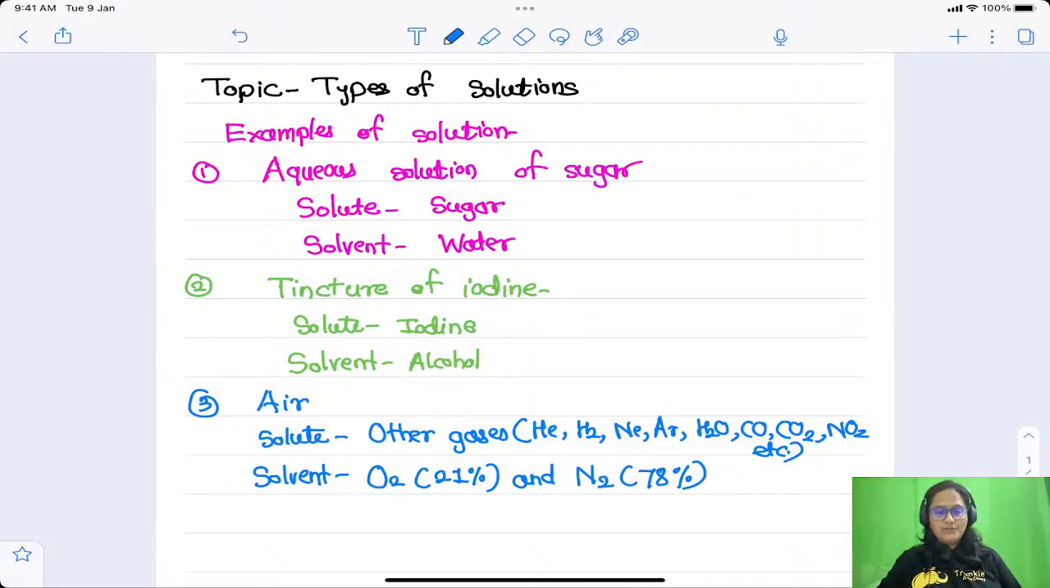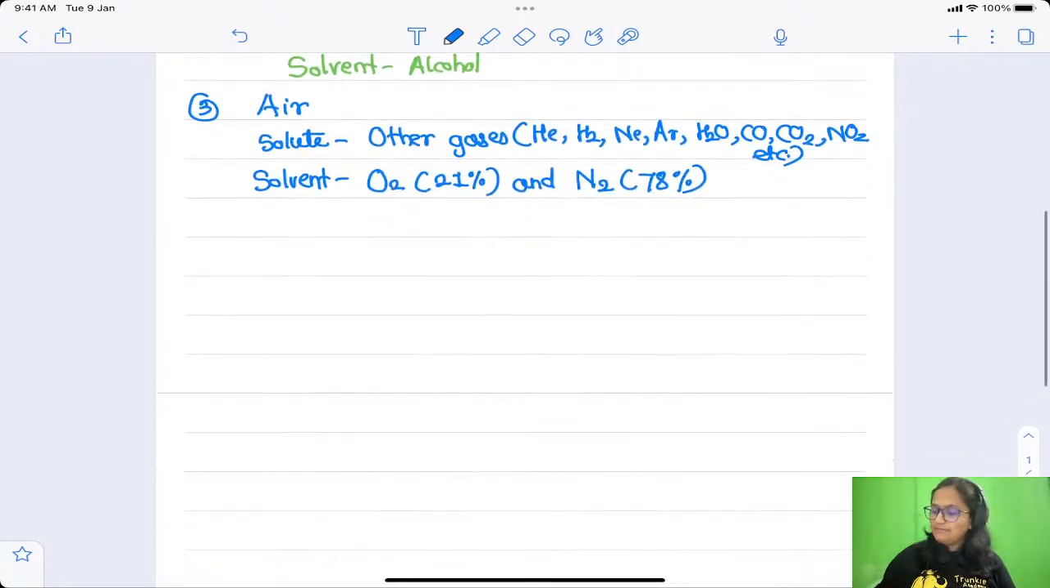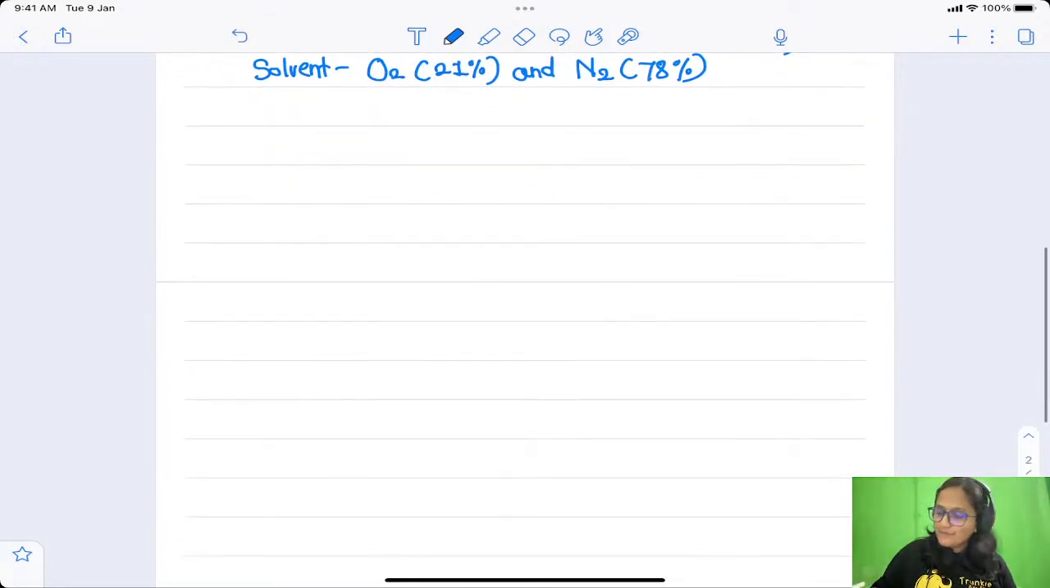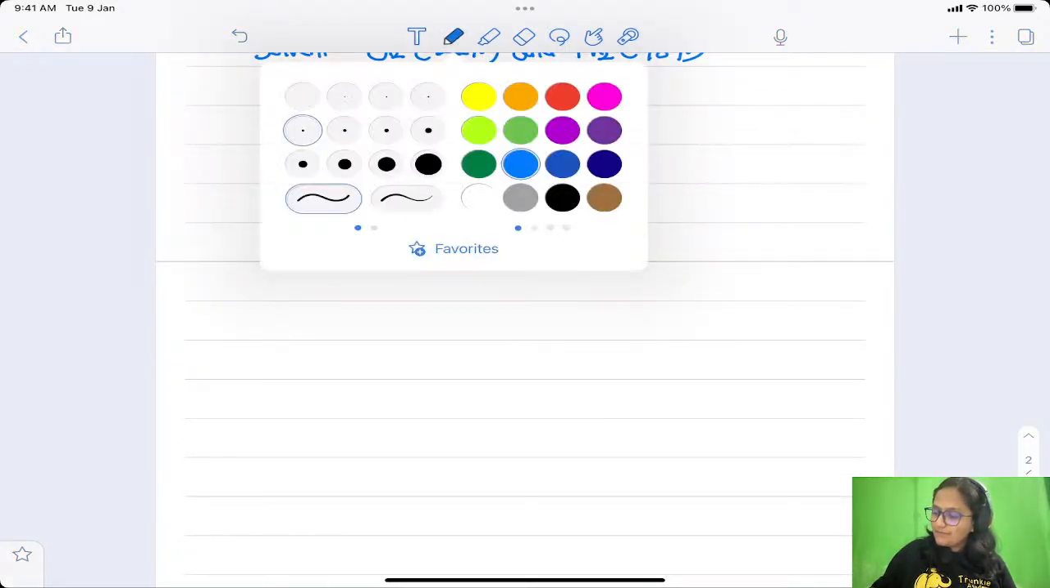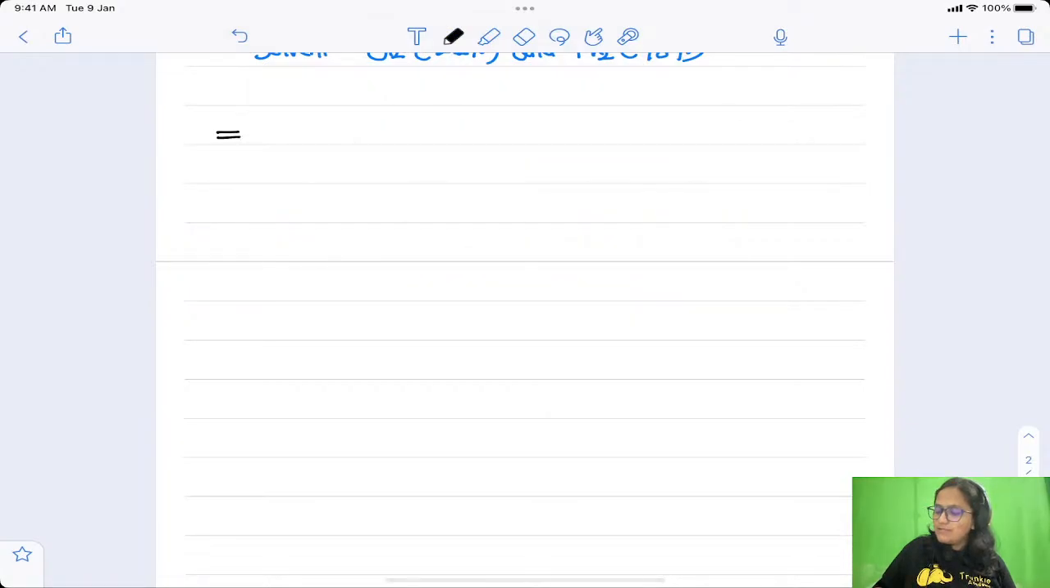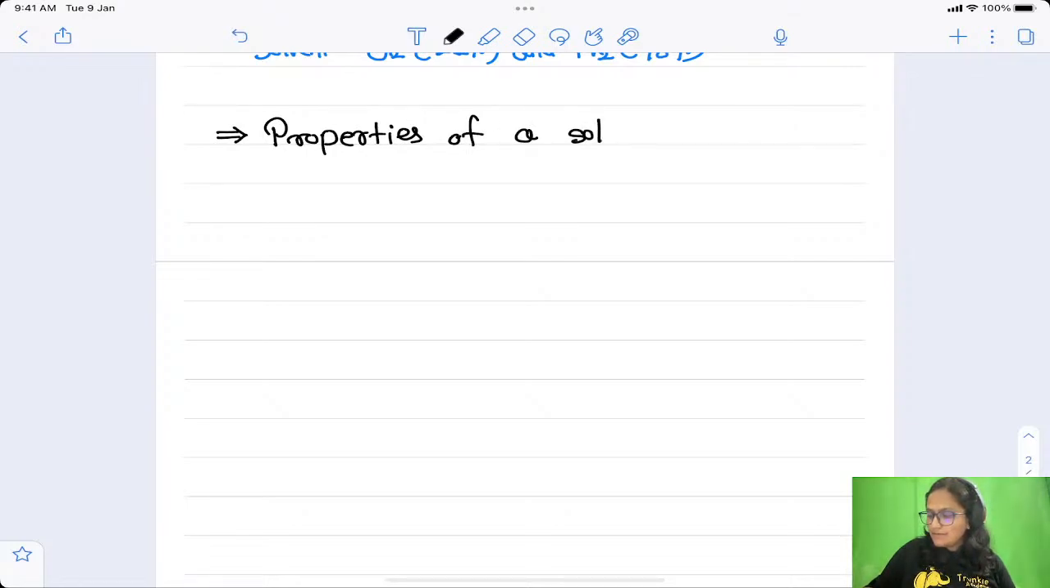Okay, I hope you understood these examples. Now let us see some other things, or let us see now the properties of the solution. The next point we are going to discuss about solutions is their properties. Properties of a solution.